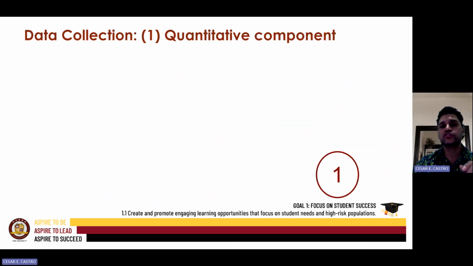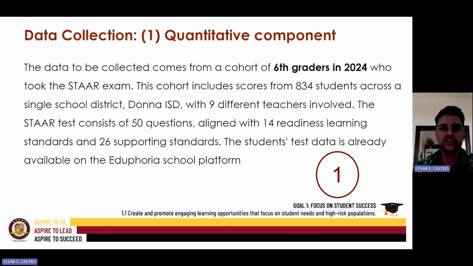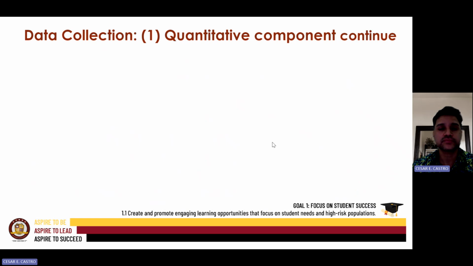Now, the data collection will be in two different parts. The first one will be the quantitative component. The data to be collected come from a cohort of sixth graders in 2024 who took the STAAR exam. This cohort includes scores from 834 students across a single school district, which is Donna ISD, with 9 different teachers involved. The STAAR test consisted of 15 questions, aligned with 14 readiness learning standards and 26 supporting standards. The students' test data is already available on the platform that Donna ISD has.